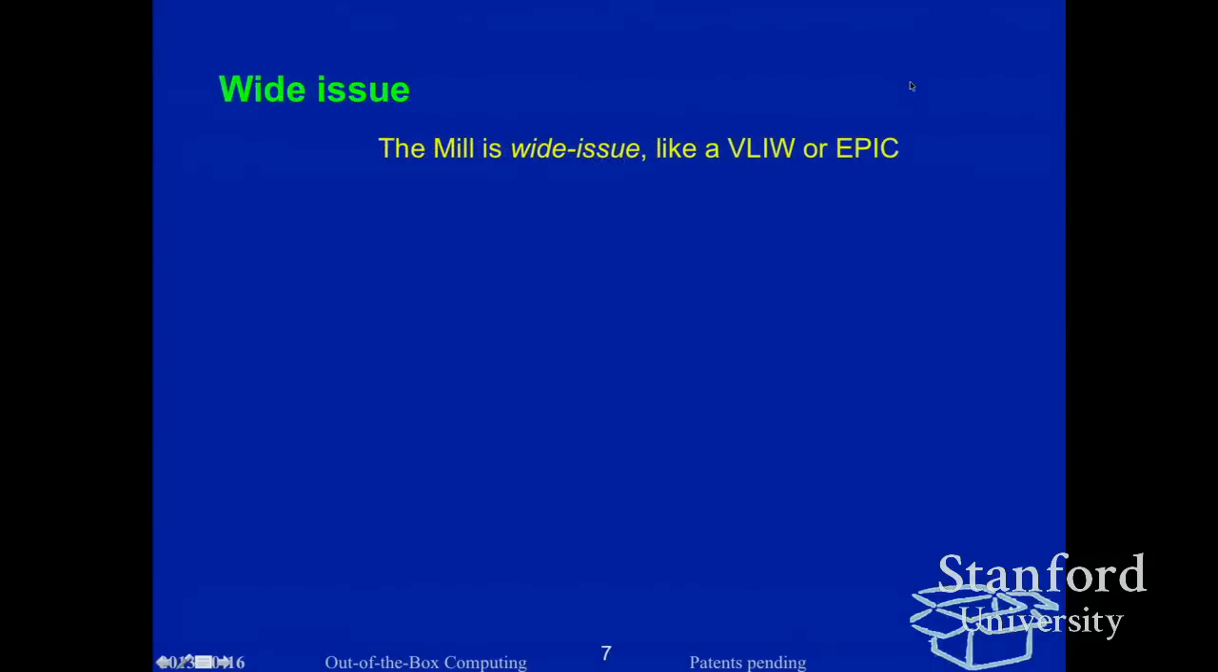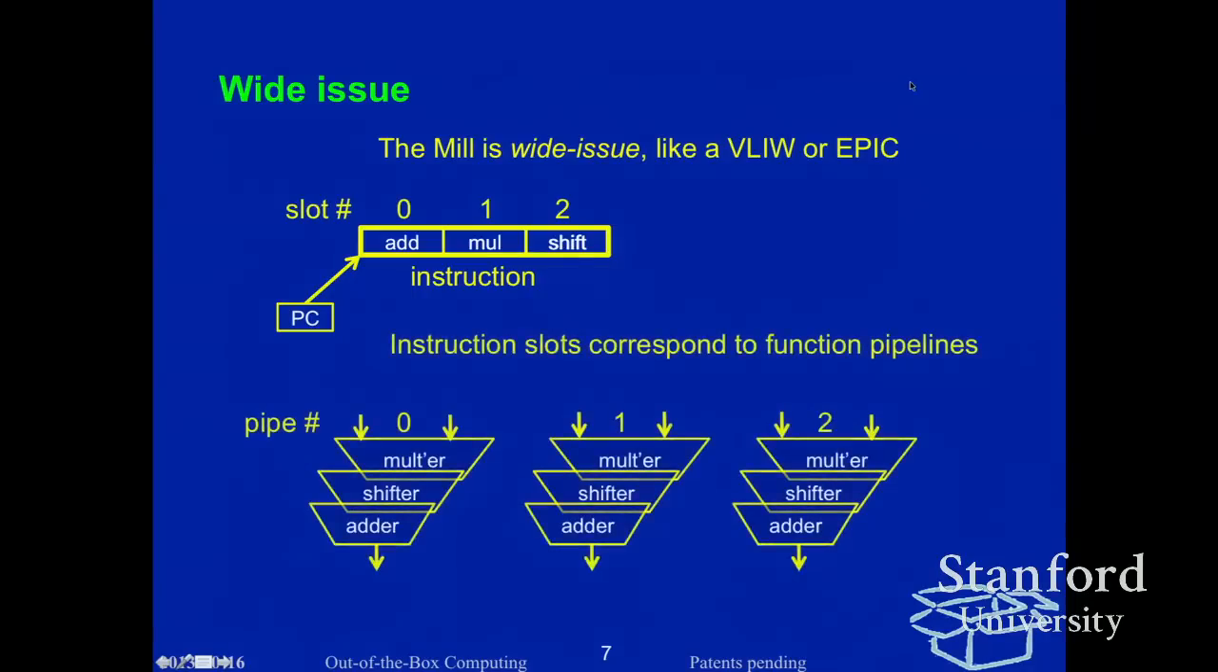To explain those terms, the Mill is wide issue, like a VLIW or the Itanium EPIC architecture. A single instruction actually carries multiple operations. The Mill is a processor family, and how many operations a particular instruction can carry varies by the particular family member. Here, for example, the instruction carries 3 operations. Those operations will be issued simultaneously. We only issue 1 instruction, but that means we're issuing 3 operations in this example.